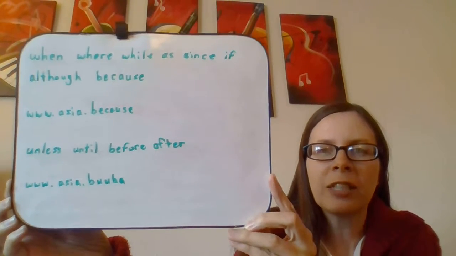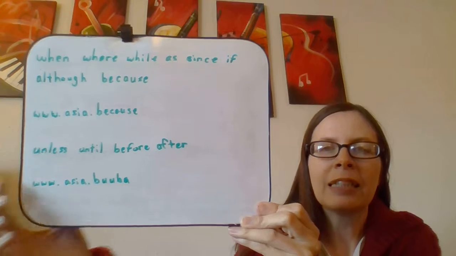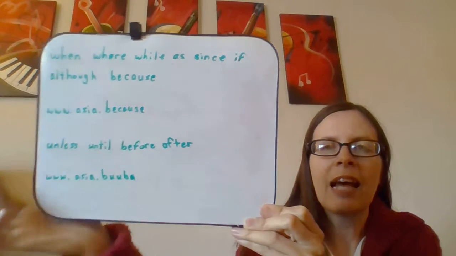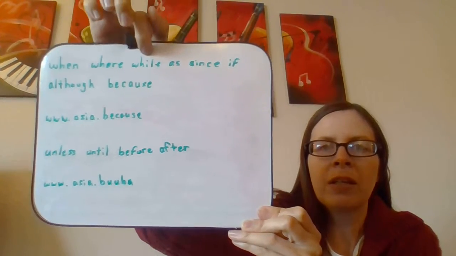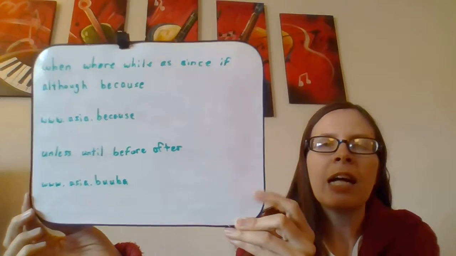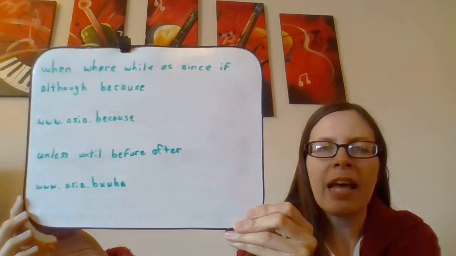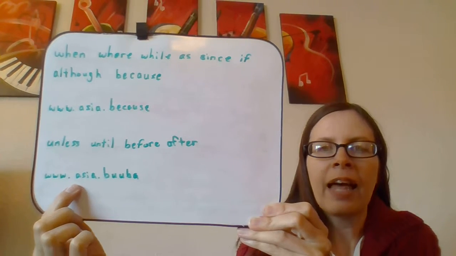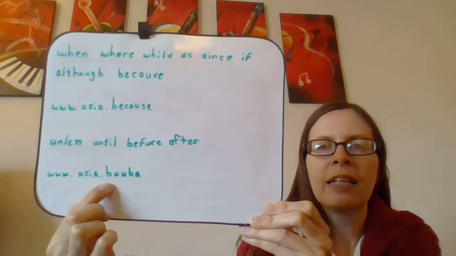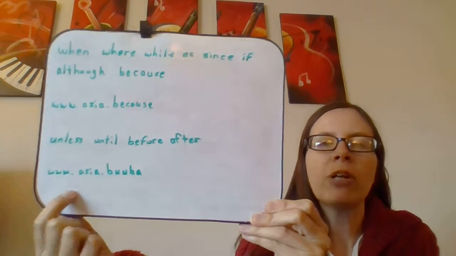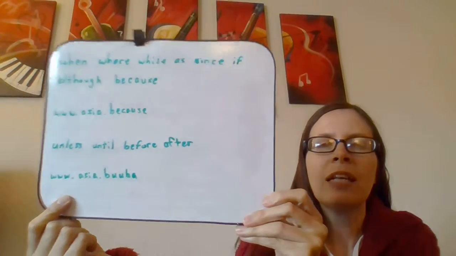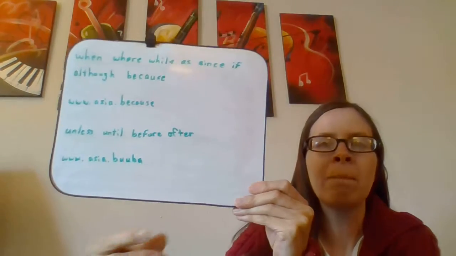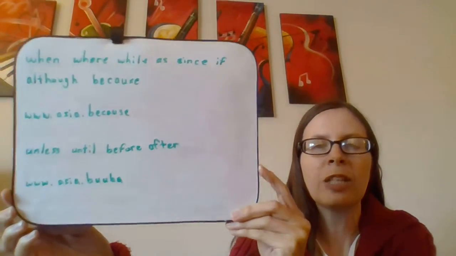So there's a lot of words up here. An easy way to memorize these is to look at this little mnemonic here, www.asia.because. Now that will help you remember the www.asia.because. If you want to remember more, then you can add the last four: unless, until, before, and after. So now you've got when, where, while, as, since, if, although, because, unless, until, before, and after. I would go ahead and memorize this one unless it's too difficult. And then at least memorize this one because it will really give you a head start on being able to immediately identify dependent clauses, especially adverb clauses.